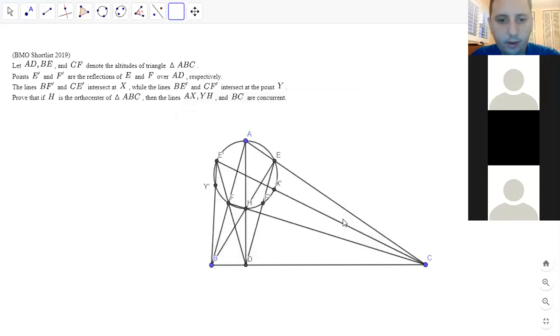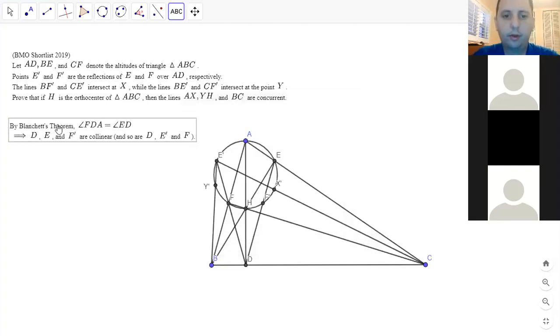So Blanchet's, you can also prove it by an easy angle chase, but Blanchet's theorem says that even if H isn't the orthocenter, if you pick any point on the altitude, and then you draw the lines CH and BH and you let them intersect the sides at E and F, then angle FDA is going to equal angle EDA. So even if instead of the orthocenter, I chose a point down here, and I drew E and F, then those angles would be the same.